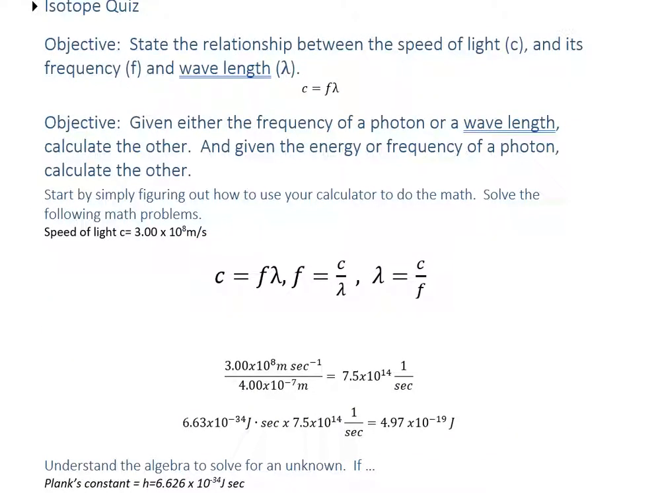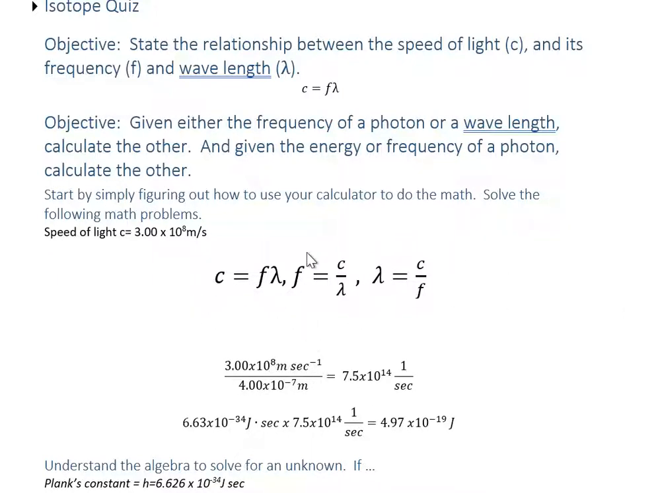And to work with it, sometimes we are going to give you the frequency of a photon, and a frequency would be f, or we're going to give you the wavelength, and we're going to ask you to calculate the other one. So at any given energy or frequency of a photon, you ought to be able to calculate the other, because the speed of light always stays the same. The speed of light is going to be 3 × 10⁸ meters per second.